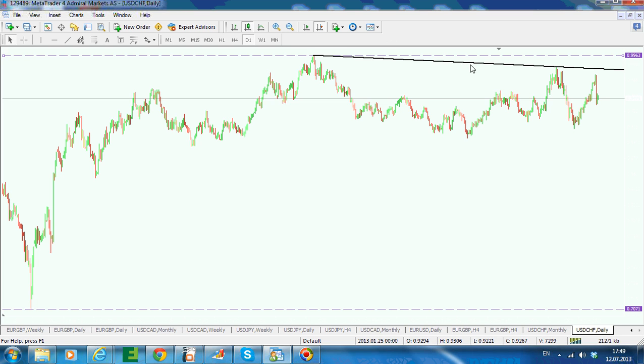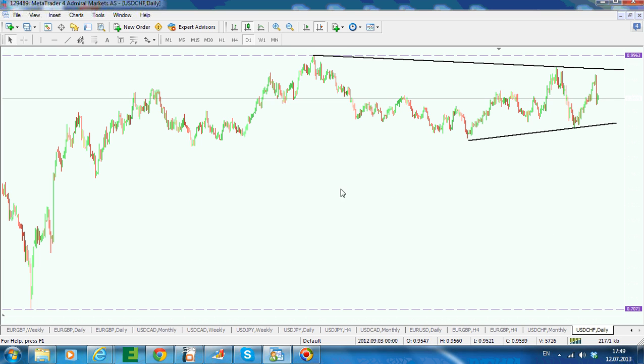This resembles a triangle, and it remains to be seen what kind of a triangle it is. It is a continuation pattern, in which case it should break higher, or it is a correction pattern. If it is a correction pattern, then the previous move here should be labeled as an X wave, and this should be only something like A, B, C, X, and then A, B, C, D, E.